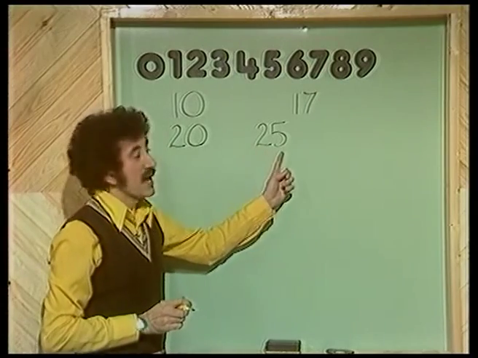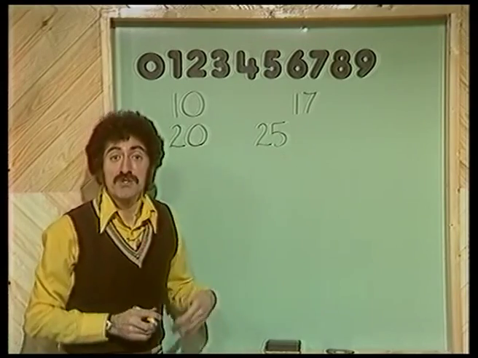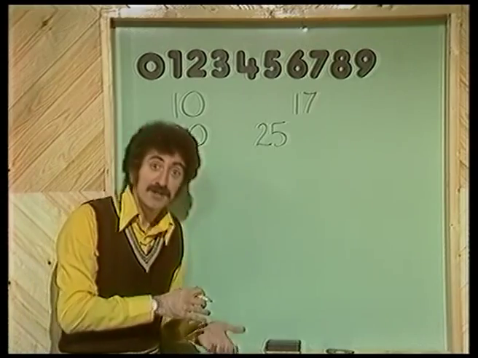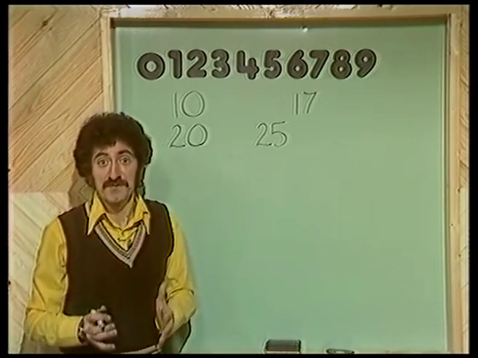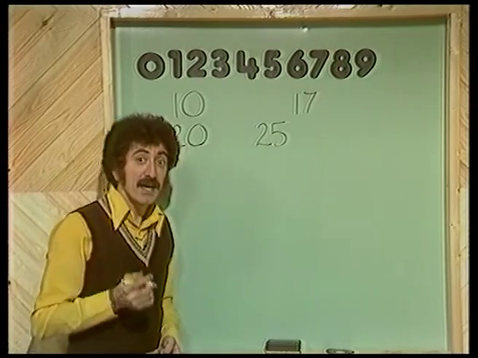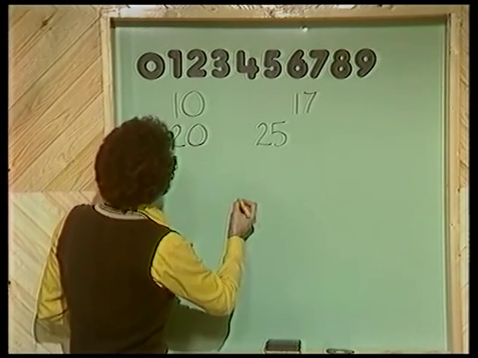25. That's 2 tens and 5 1s. Then there's 26, 27, 28, 29, up to 30. And then up to 40, then on to 50, and then 60, 61, 62, 63, 64, 65, and 66. Let's have a look at that.